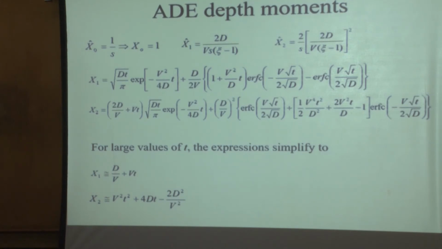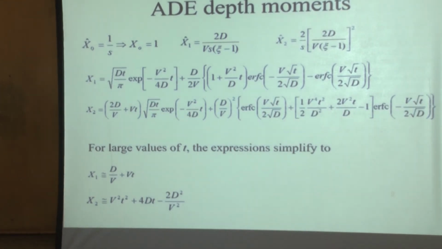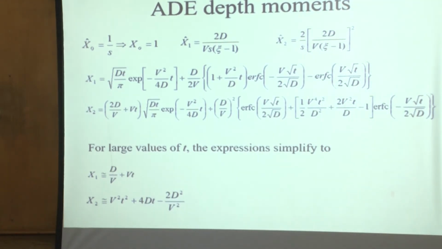x1, if you recall, because it's the first spatial moment, is essentially saying what is the mean travel distance of the particles. The second moment is telling something about how much spread is occurring, if I can calculate the variance about the mean. How far is the centroid of the plume moving in time? Okay. But these are long expressions.